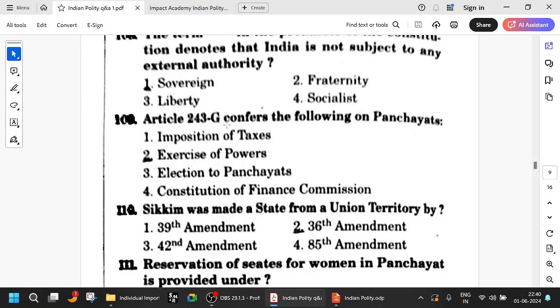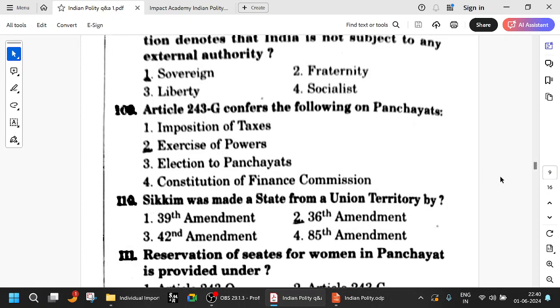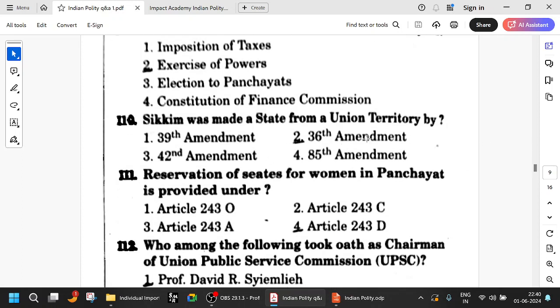243G, we remembered it as GPA, right? So powers and authorities of panchayats, exercise of powers. Panchayat election is K. Imposition of taxes is H. And Finance Commission we remembered as IFC, right? So 243I is the Constitution of Finance Commission. Sikkim was made a state from a union territory by the 36th Amendment Act. This is also asked sometimes.